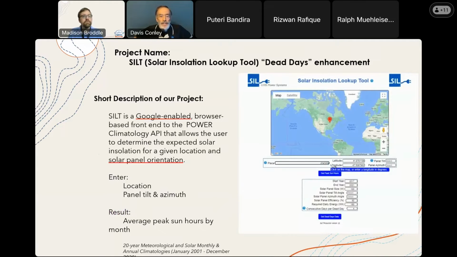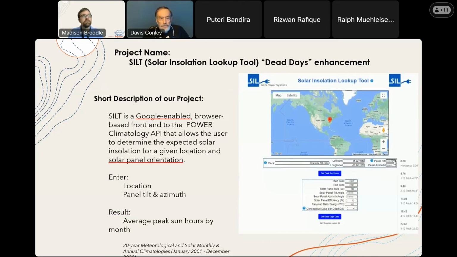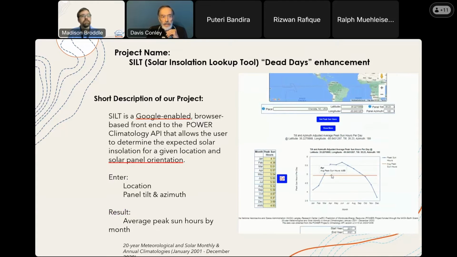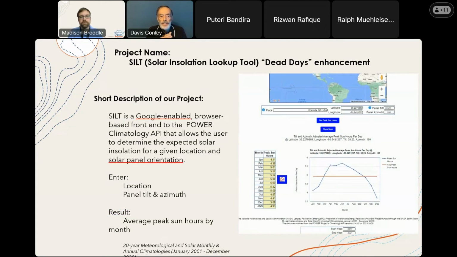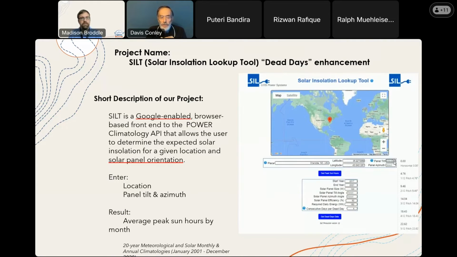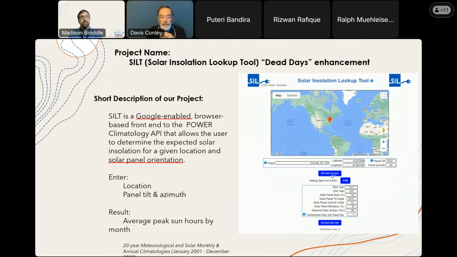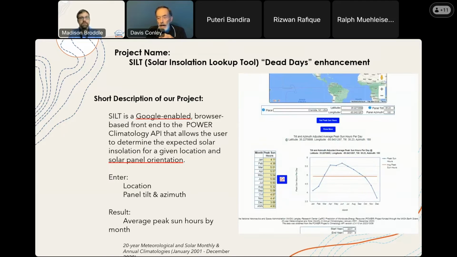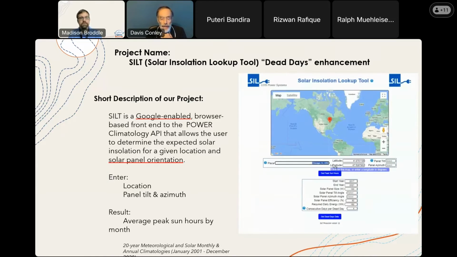My project last year was to determine how much solar energy is available for our power systems, and I developed a tool called SIL, the Solar Installation Lookup Tool, that used the climatological data. And it's a Google-based product that gives you on-demand access to the API to determine for a given location and solar panel orientation how much sun you'll get on your solar panels.